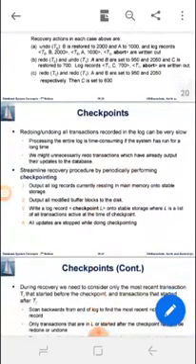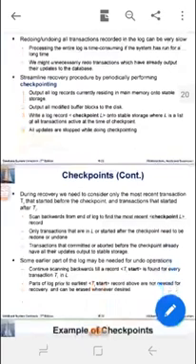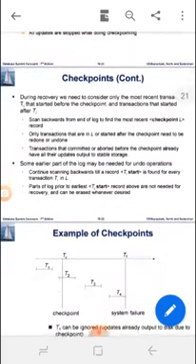Next one, checkpoints. Redoing and undoing all transaction records in the log can be very slow. Streamline the recovery procedure by periodically performing checkpoints. How do checkpoints work? During recovery, we need to consider only the most recent transactions. The checkpoint covers all transactions that started. That is, scan backwards from the end of the log and find the most recent checkpoint record.